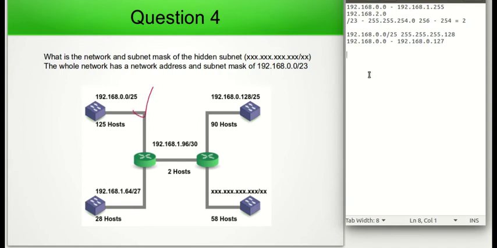Now for this subnet over here, it's using the same mask, so the range of addresses is going to be, in fact, it's using the second /25 subnet that we have available to us. The range of addresses will be from 192.168.0.128 through 192.168.0.254.